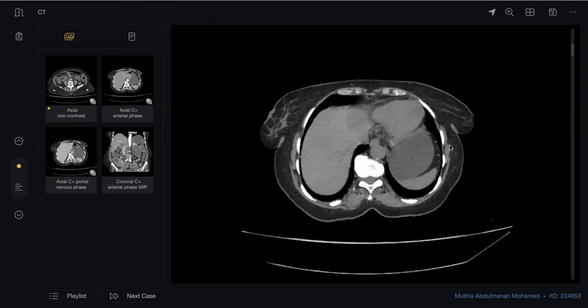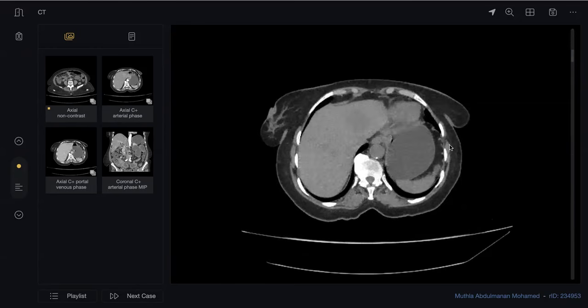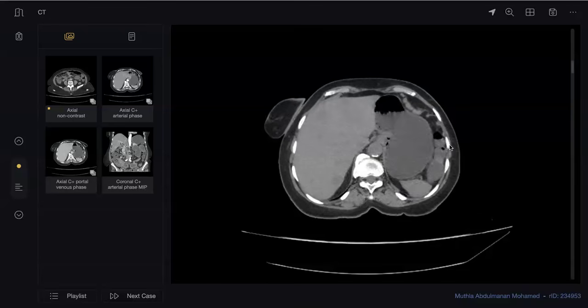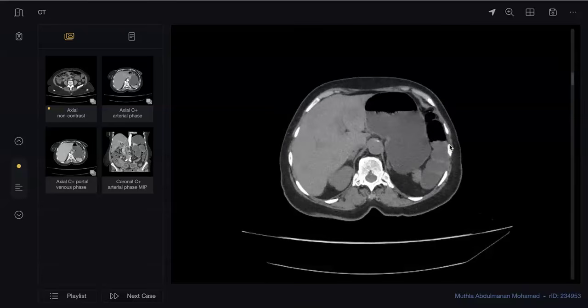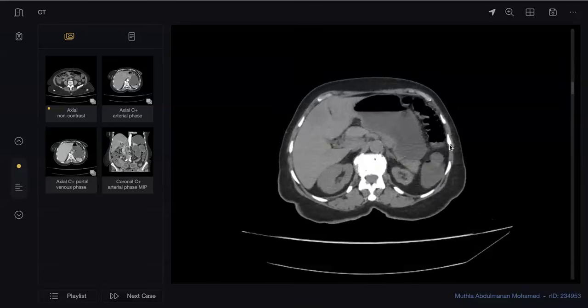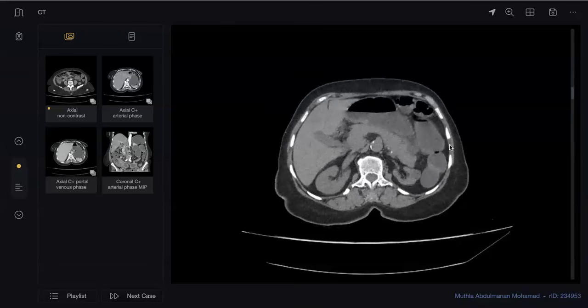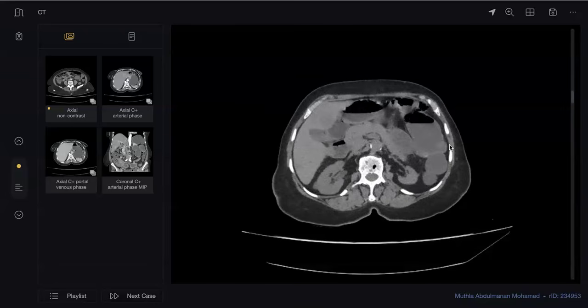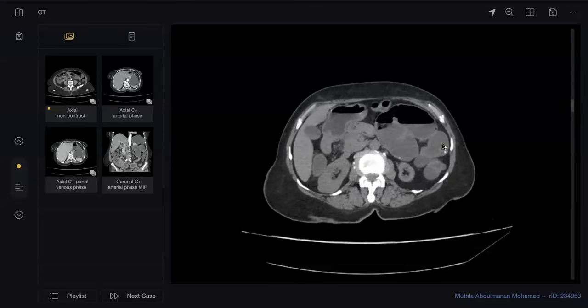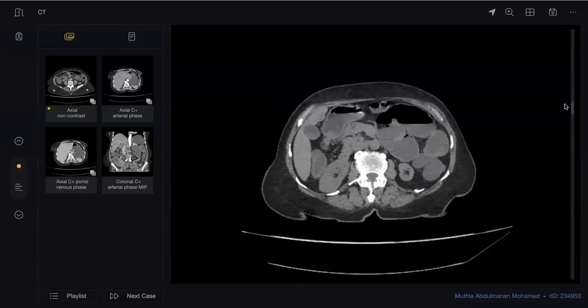I'm presented with an axial non-contrast CT scan of the abdomen. From the first glance, I can see the stomach is distended with an air fluid level. Start again.